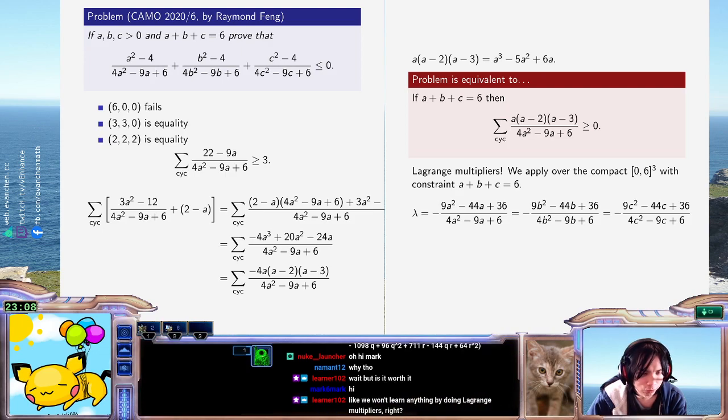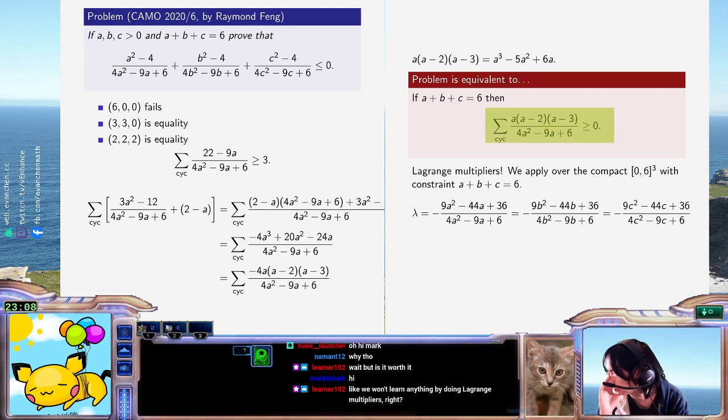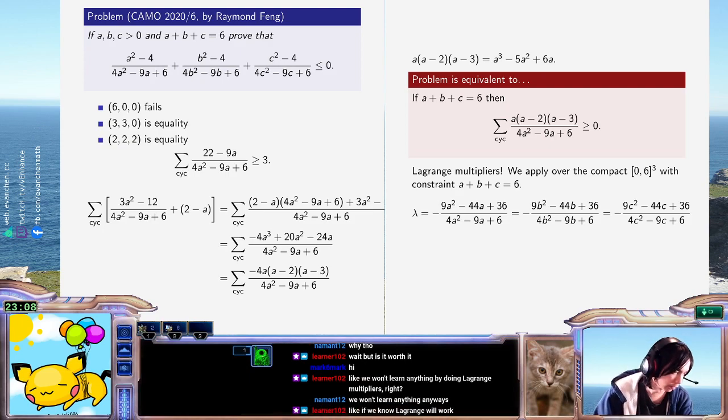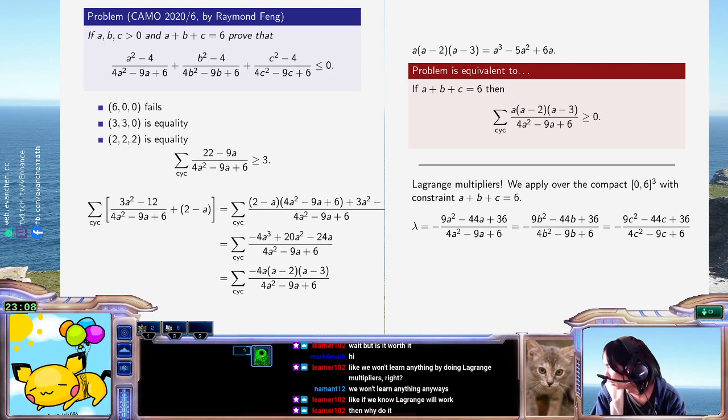Won't we learn anything by doing Lagrange multipliers? Yeah, probably not. I don't know, but I don't see what I'm supposed to do. I have it down to this form, which I think is pretty particular. I don't see how to proceed further from there. Well, if someone has a suggestion for what to do with the equivalent form, I'd like to hear it, because I don't see how to push this further.